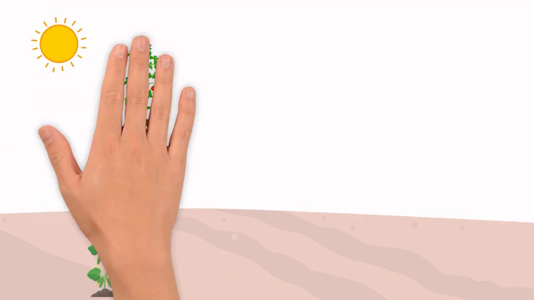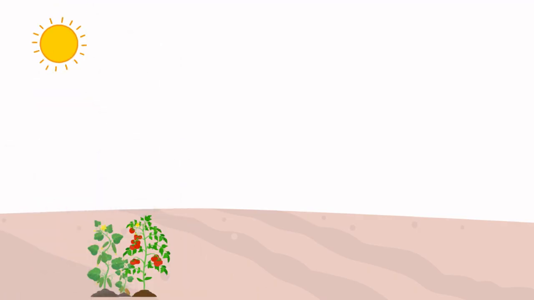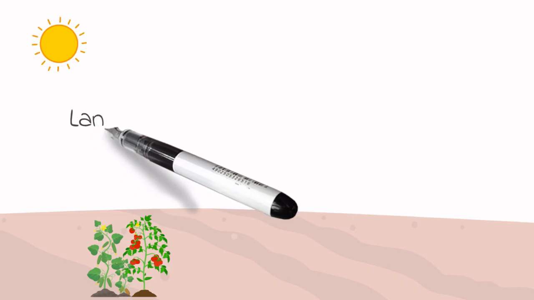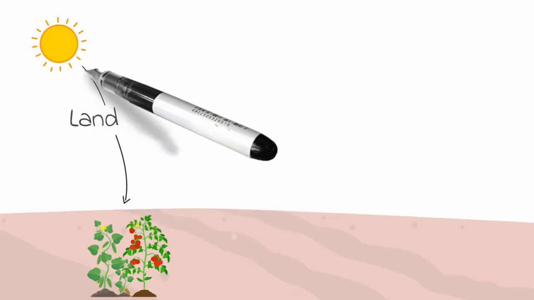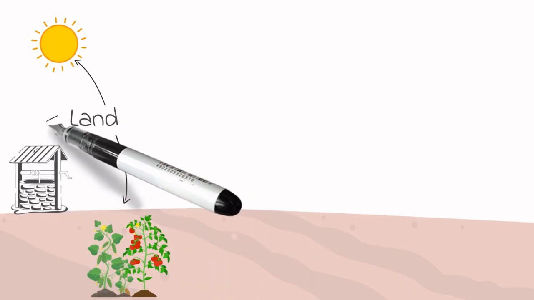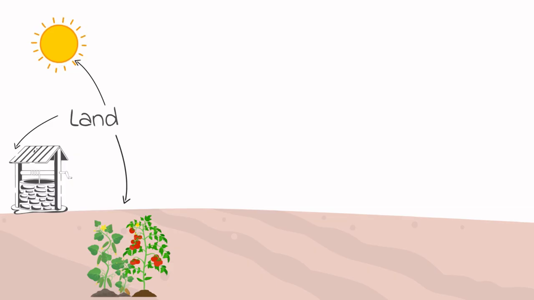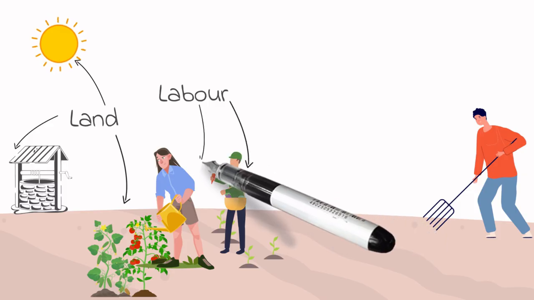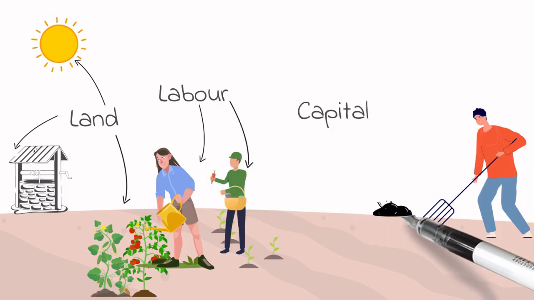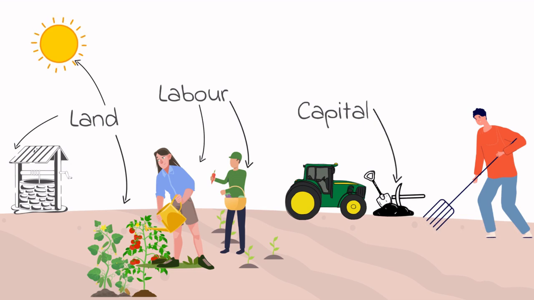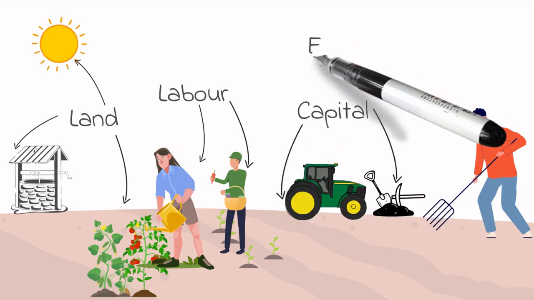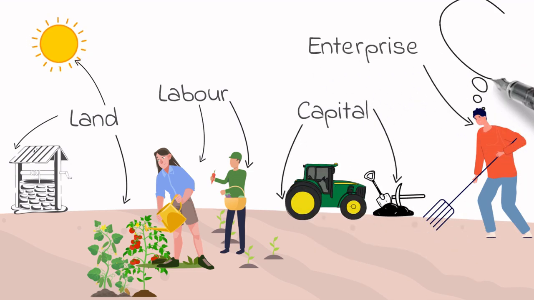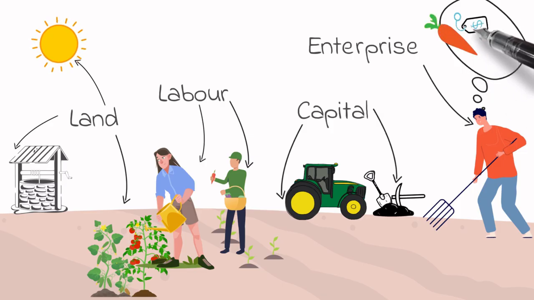Now, let's put it all together. To grow and sell fresh vegetables, Mark relies on all 4 factors of production. Land provides the fertile soil, sunlight, and the fresh water from wells that he needs to grow vegetables. Labor is provided by Mark and his workers, who plant, water, and harvest the crops. Capital includes the tools, equipment, and machines that make his work faster and easier. Enterprise is Mark himself, taking risks, making key decisions, and organizing the entire production process.